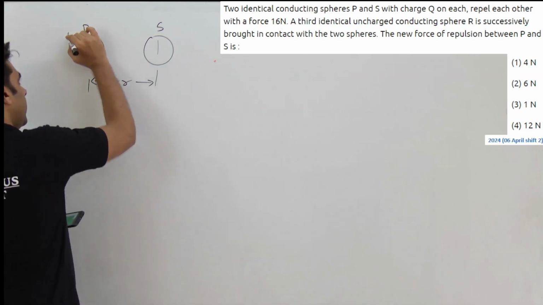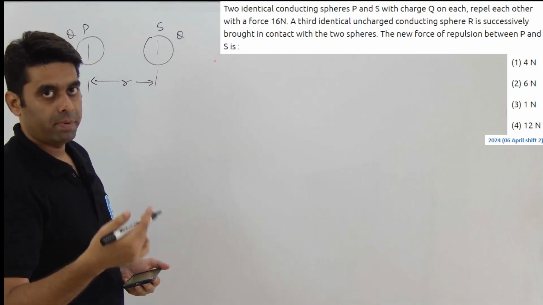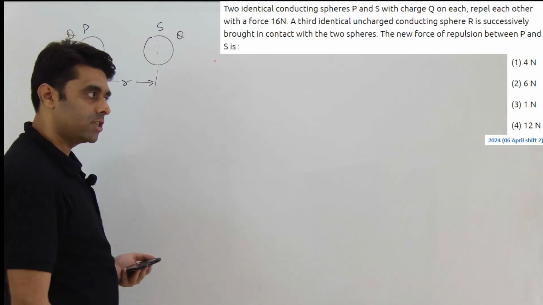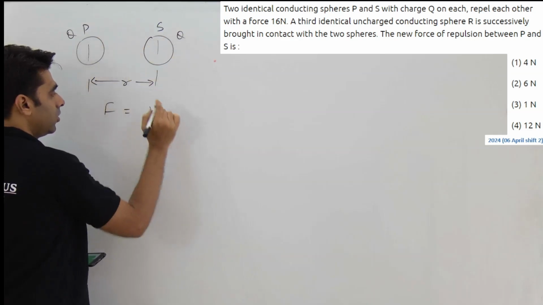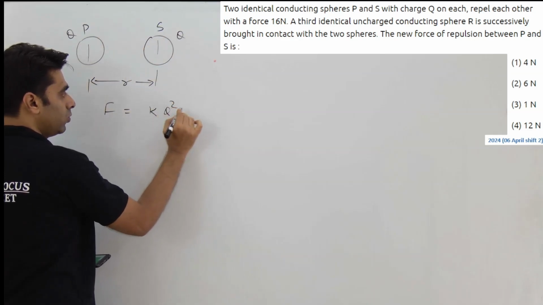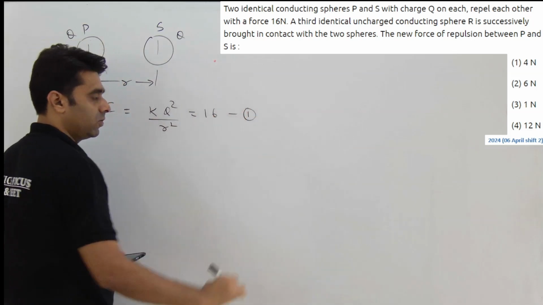They are each having a charge of q. Obviously the charge is identical, so they will be repelling. And how much is the repulsion force? 16 Newton. So what can we say? F is equal to k q into q, that is k q square divided by r square. This is equal to 16. This is what is given to us.